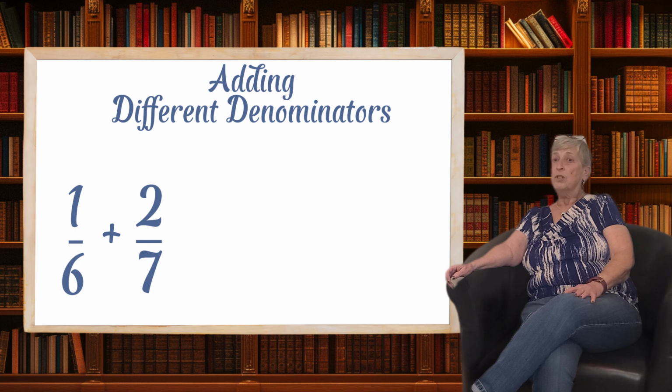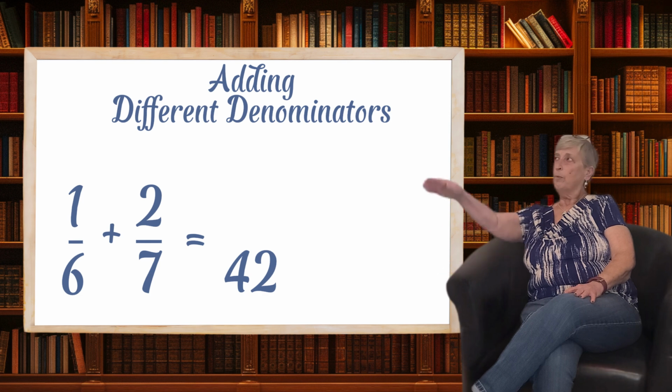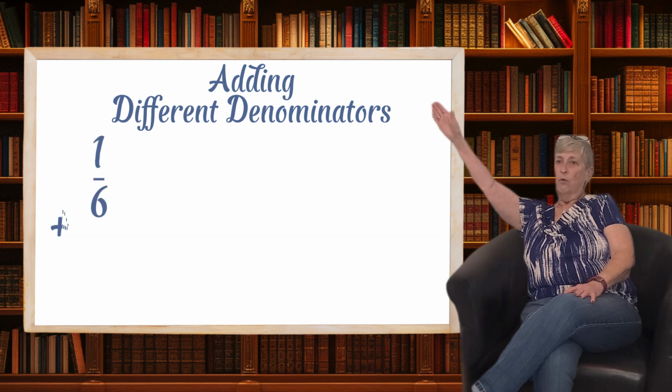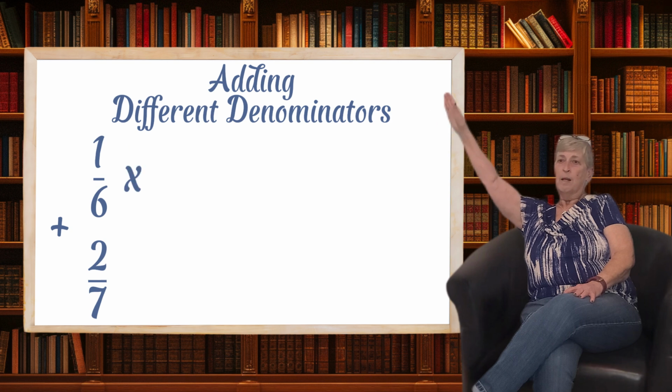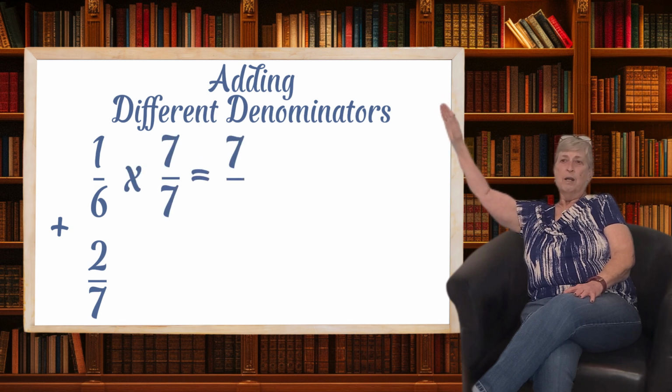7 times 6 is 42. All right, so our new denominators are going to be 42. So let's again start out with our problem, 1/6 plus 2/7. We have 1/6. In order to get 42, remember we multiplied 6 times 7. So we're going to have to say 1/6 times 7 over 7. 1 times 7 is 7. 6 times 7 is 42.